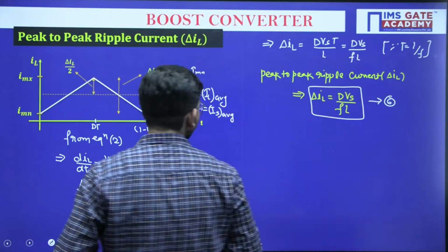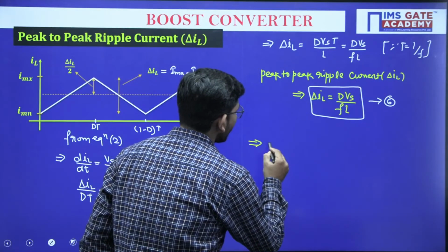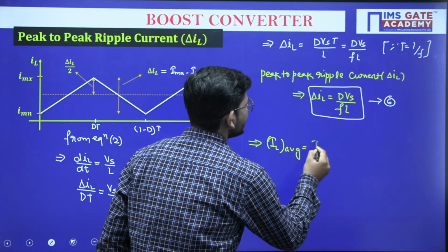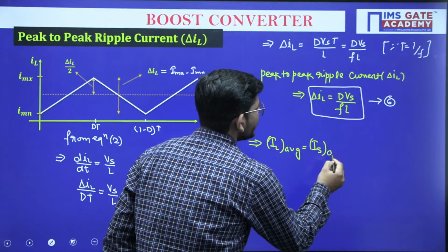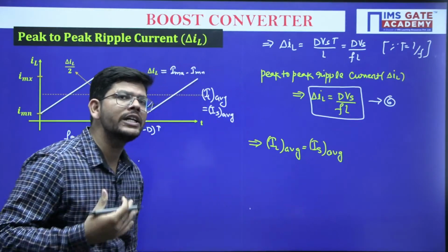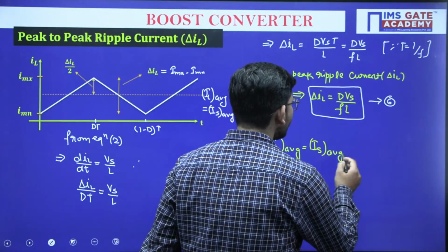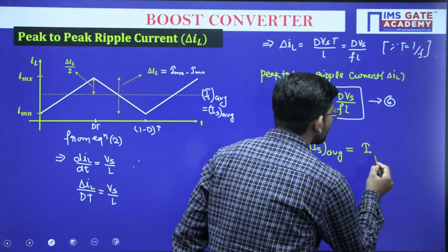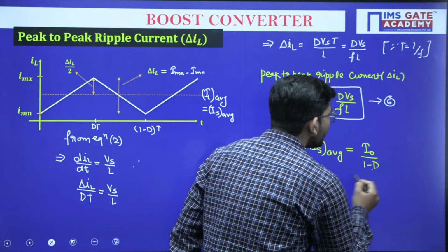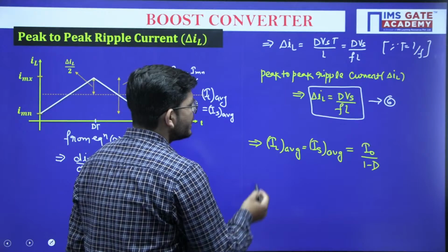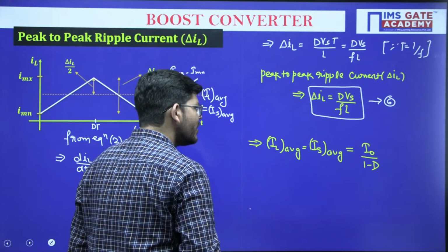So what will be IL average? We are talking about average inductor current, and through the circuit we have seen that this is nothing but the average source current. Whenever the source current is to be found out, we have to apply the power balance, and through the power balance we have seen that this is equal to I naught upon 1 minus d. Yes or no? So this is a very important relation that we have obtained.